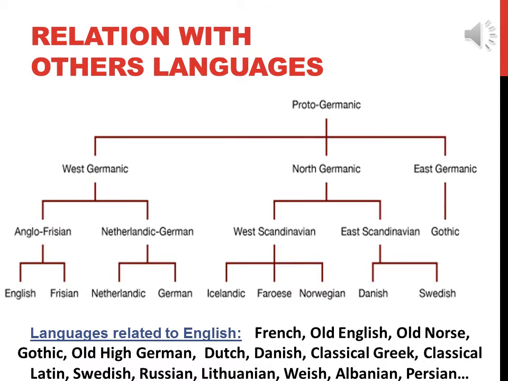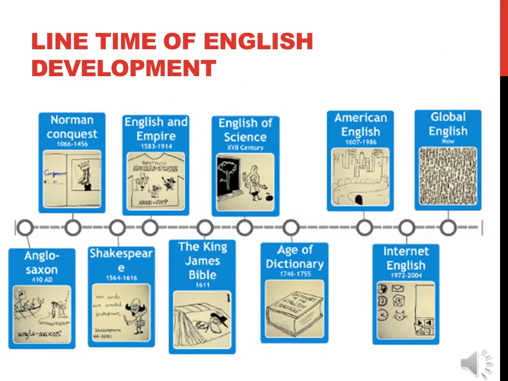So, English is part of the Proto-Germanic languages, but is related to a great number of languages like French, Old English, Old Norse, Gothic, Old High German, Dutch, Danish, Classical Greek, Classical Latin, Swedish, Russian, Lithuanian, Welsh, Albanian, Persian, and others. The history of English has seen many stages, like the ones mentioned, but it is far from finished.